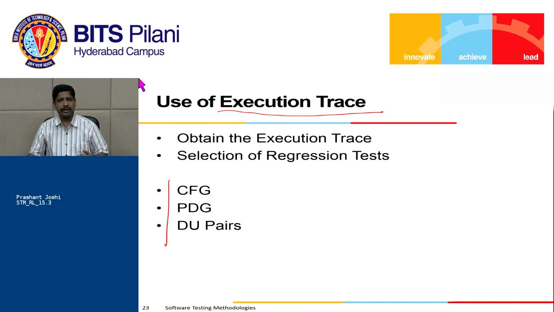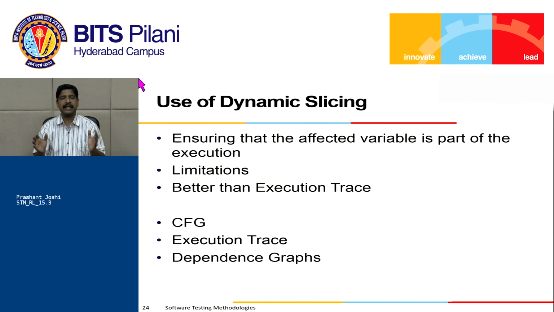So similarly, this is execution trace. Let's look at what we are seeing here, dynamic slicing. Dynamic slicing is all about the affected variables, and they got to be part of the execution. These are treated as better than execution trace because you're not only going from one to the other. In execution trace, it will be node to node, but now you're looking at what is happening to those variables which are getting added. So definitely there is a control flow graph, dependence graphs, but we are looking at dynamic slicing based on execution and of course the affected variable.